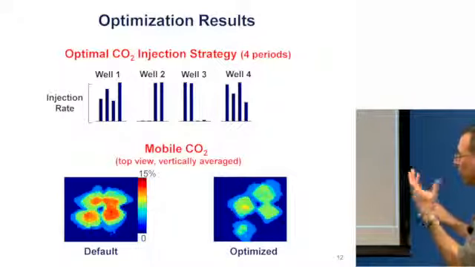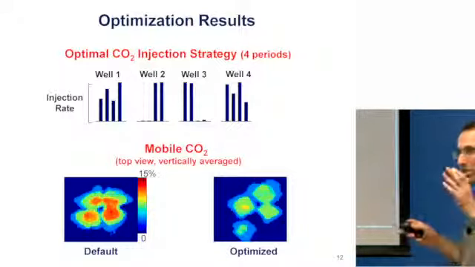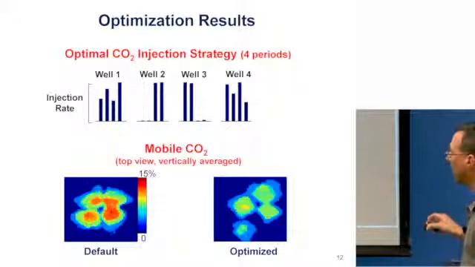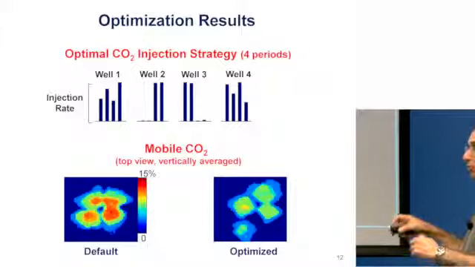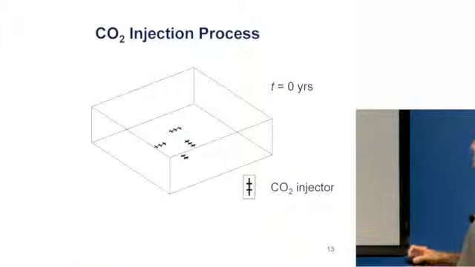What you see using just a kind of default setup, where we just place the wells in what seem like reasonable locations and inject uniformly, we get a lot of red, a lot of mobile CO2. Using the optimized setup, there's clearly some improvement. There's less mobile CO2 by doing this computational optimization. This is an example of how we can reduce the mobile CO2 even further.